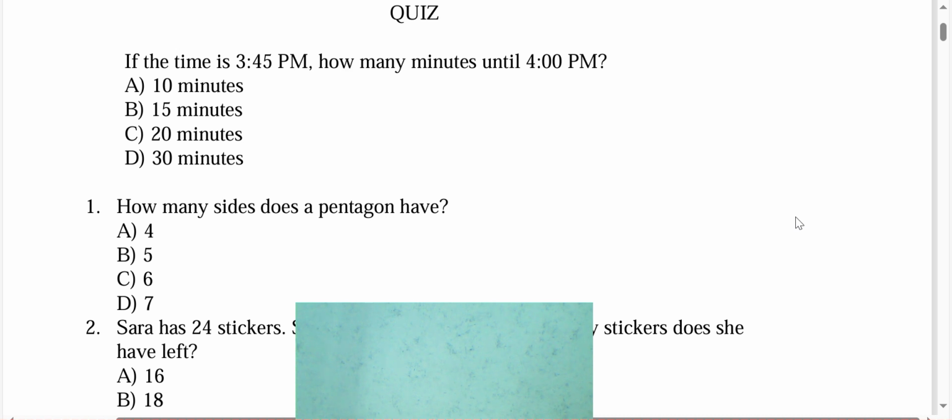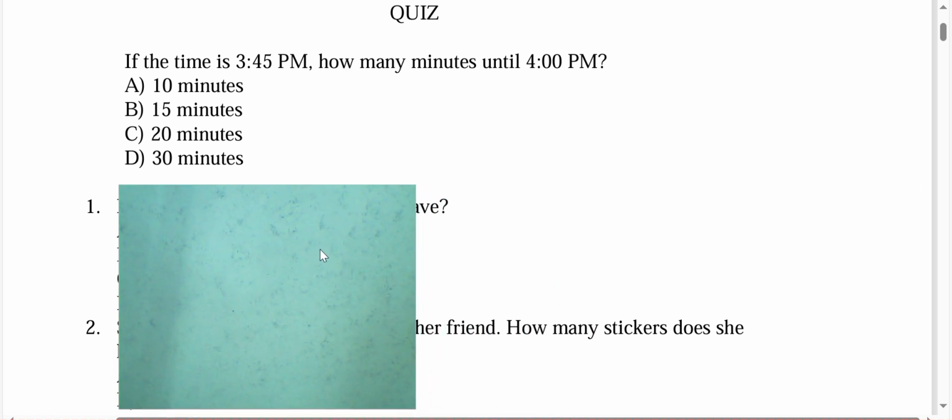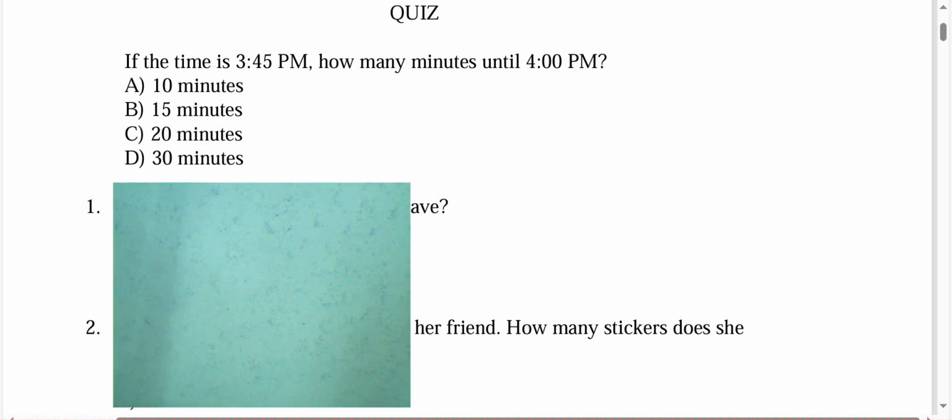Today we'll solve a quiz containing 50 questions. First question here talks about time. If the time is 3:45 p.m., how many minutes until 4 p.m.? We can find the difference between two times.